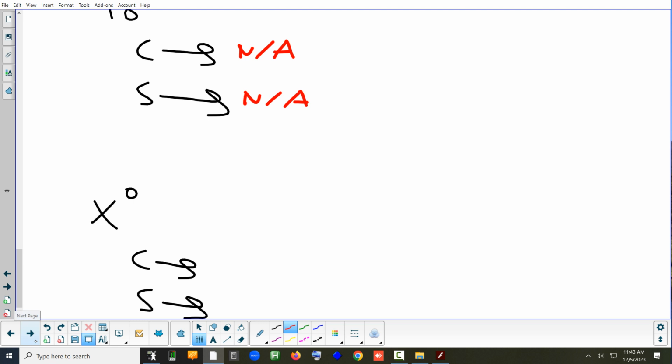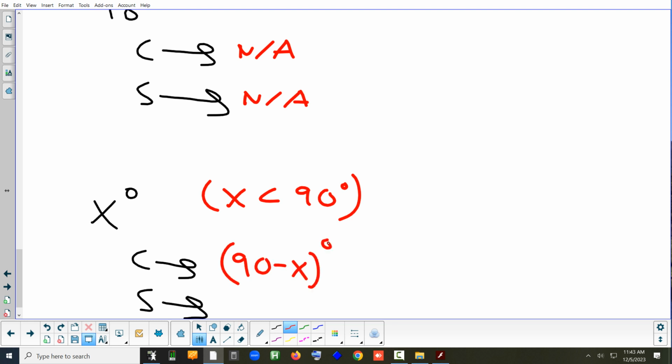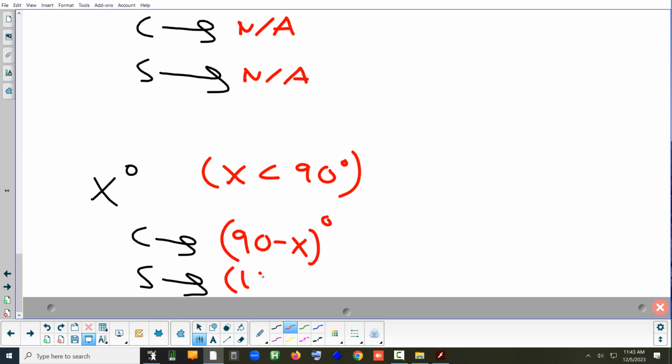Now, x degrees. We're going to assume that x is less than 90, because if x was bigger than 90, it wouldn't have a complement. So what's the complement of x degrees? It would be 90 minus x. And then for the other one, it would be 180 minus x degrees. Again, assuming x is less than 90, because if x is more than 90, you'd run into problems finding the complement. Any questions on that?